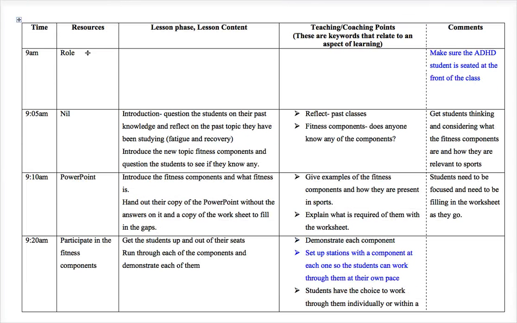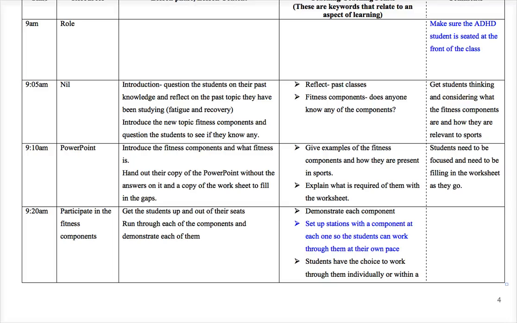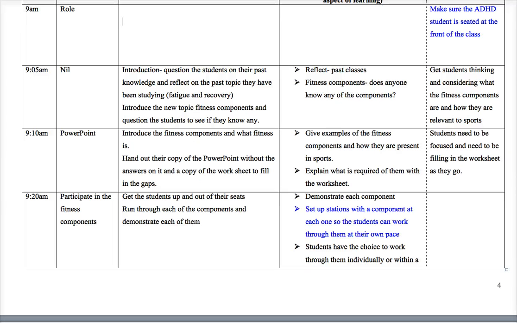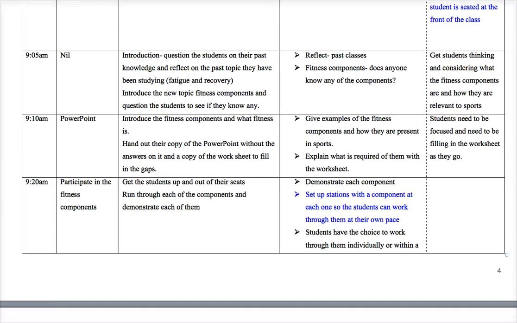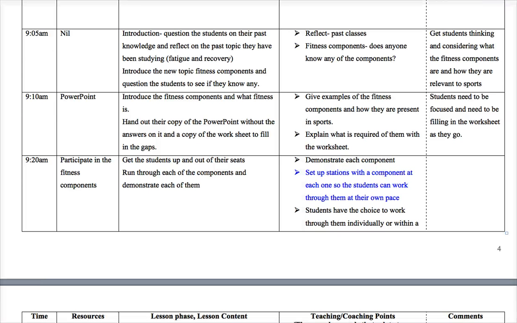Through the lesson, I'd make sure the ADHD student is seated at the front of the class. I'd start with a quick introduction and test prior knowledge, reflecting on past classes and getting the students thinking about what fitness components are and how they are relevant to sports. I'd use a PowerPoint to introduce the fitness components and have a handout. The handout would have blanks, so they have to copy the information from the PowerPoint into the worksheet.